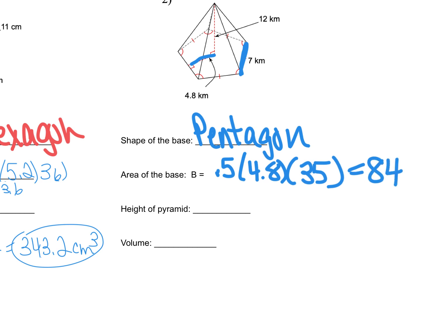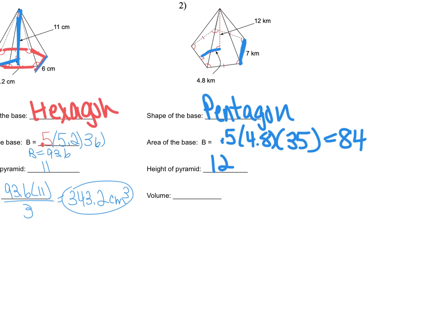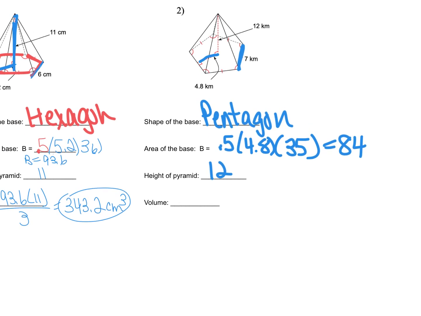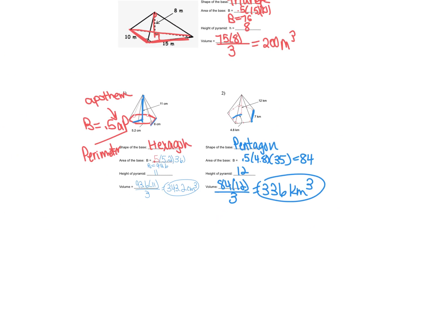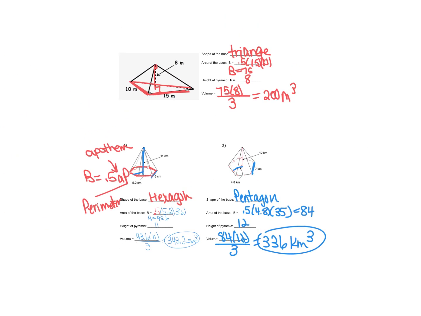The height from top to bottom is 12, so we are going to have a volume of the area of the base times the height divided by 3, which gives us a total of 336 kilometers cubed. So again, it's much like what we did with prisms, except actually I think pyramids are a little bit easier to visualize since there's not quite so many lines going like there was with our prisms.